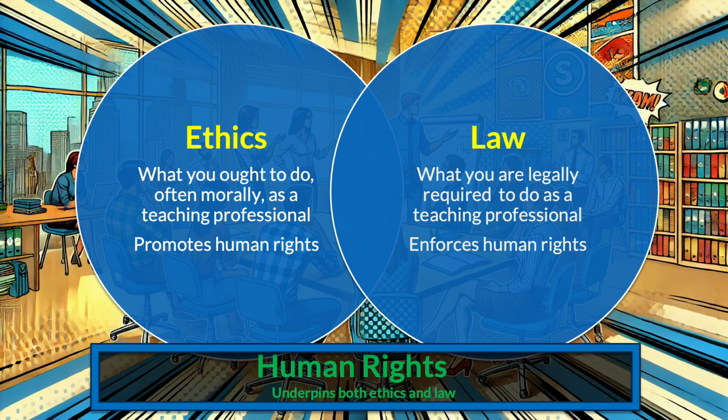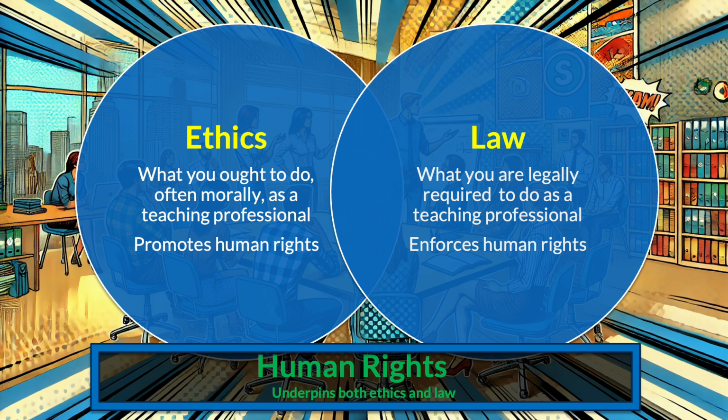Now let's take a closer look at how ethics, law, and human rights intersect in education. As shown in this Venn diagram, ethics and law each play distinct roles, but both are rooted in the promotion and protection of human rights. On the left side of the diagram, we have ethics. This represents what you, as an educator, ought to do based on moral principles like fairness, integrity, and respect. Ethical teaching promotes human rights by ensuring that students are treated with dignity and equity in the classroom.